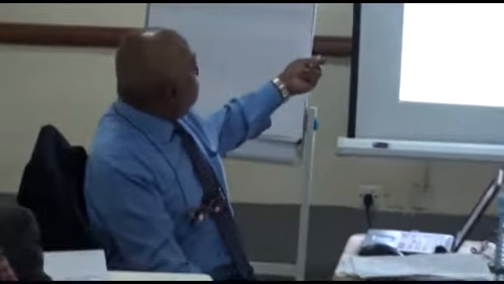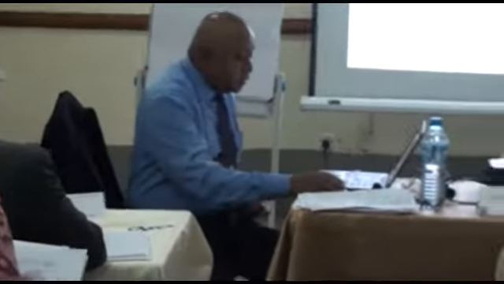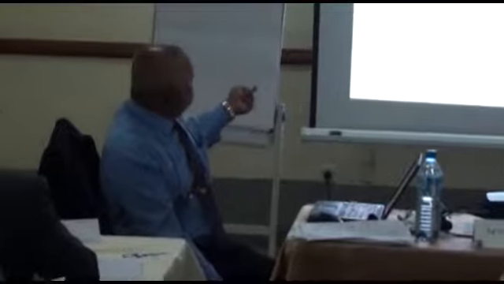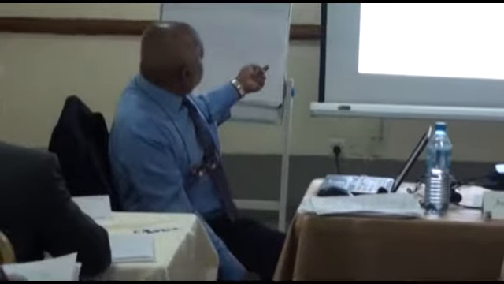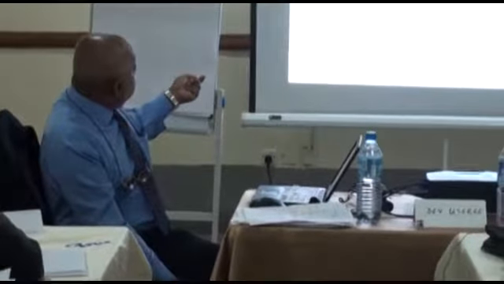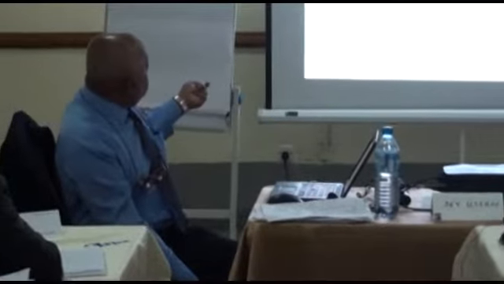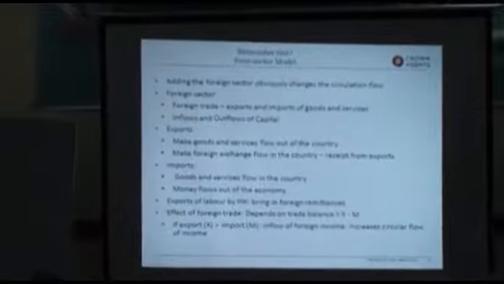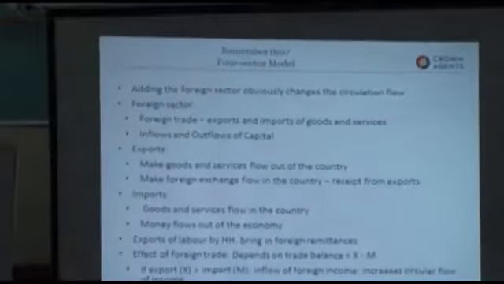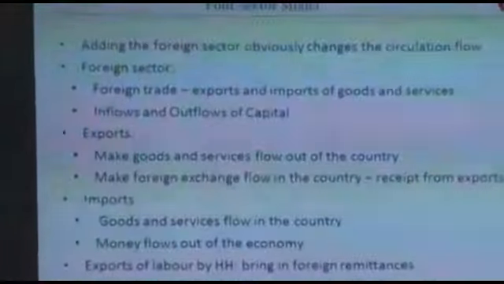So again, our famous model here, which is when I use the 4 sectors. So you see the foreign sector here, okay? I'll put it here for you to remember again what it is. So you have the foreign sector, foreign trade, export and import of goods and services. Inflows and outflows of capital are also included here. Export makes goods and services flow out of the country and makes foreign exchange flow into the country. So goods go out, foreign exchange comes in. The more you export, the more foreign exchange you get.